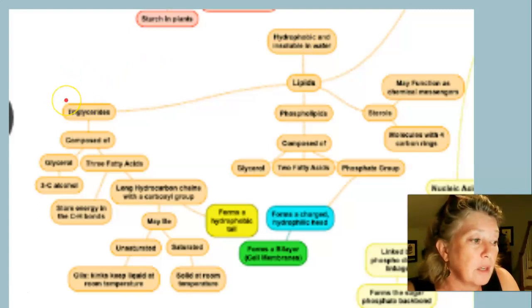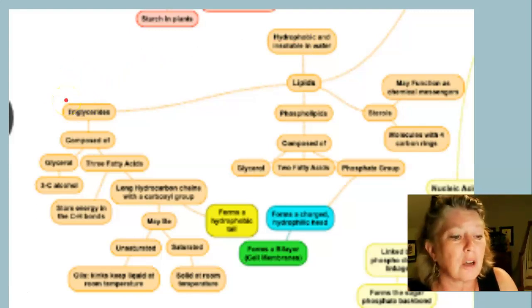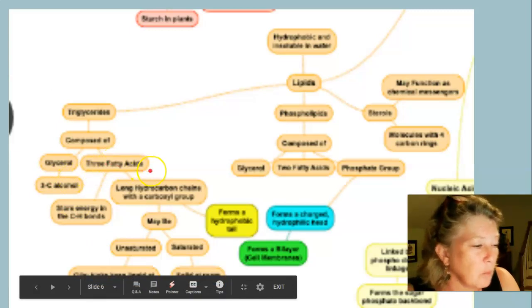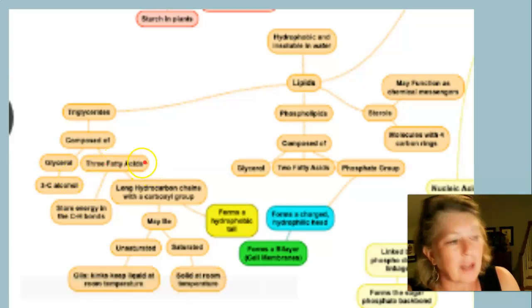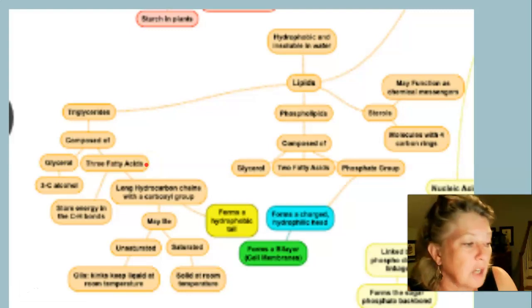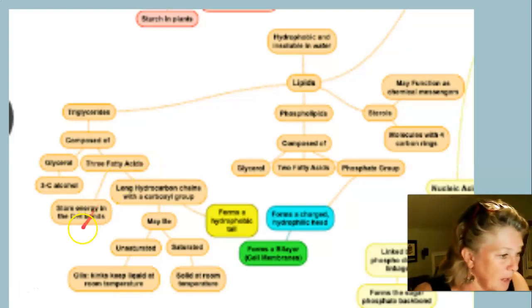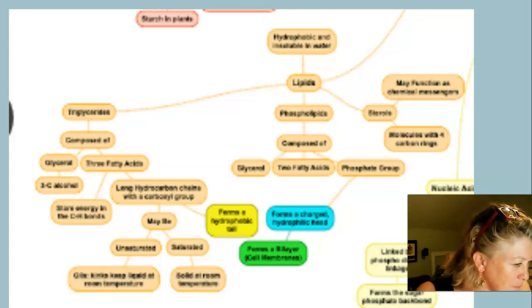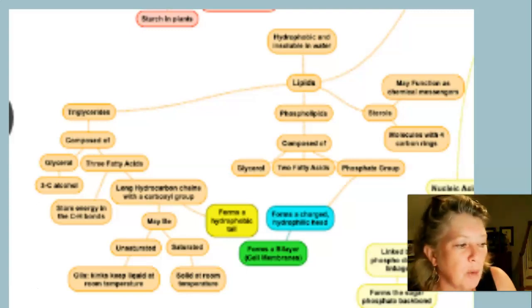So that's going to be kind of the food versions of your lipids. And so they are composed of a glycerol molecule, which is a 3-carbon alcohol. And also, triglycerides will have 3 fatty acid chains. Okay, and these guys store energy in the carbon-hydrogen bonds.